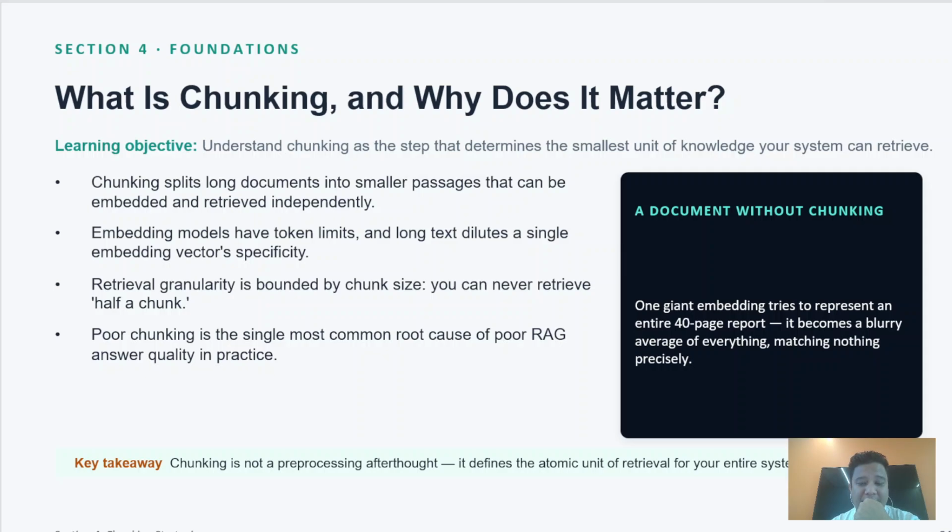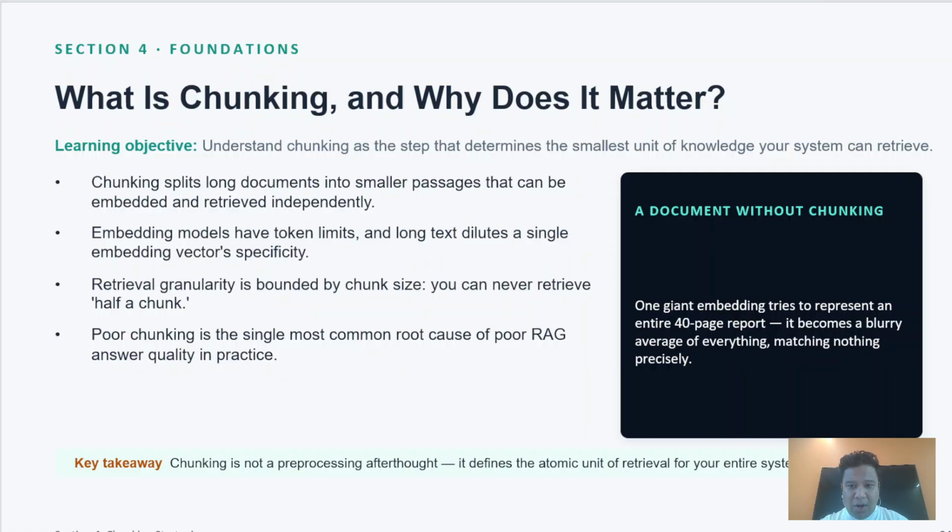Retrieval granularity is bounded by chunk size, so you can't retrieve half a chunk. Poor chunking is definitely the single most common root cause of poor RAG answer quality in practice. Your LLM model, whether custom built or enterprise, will not work properly if you have poor chunking set up in your backend system.